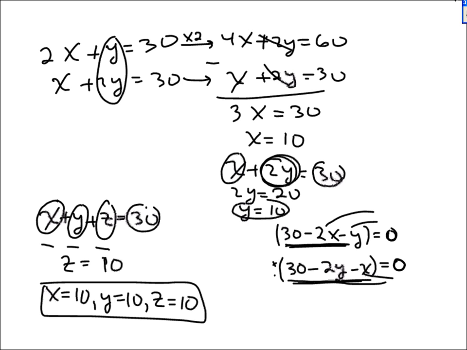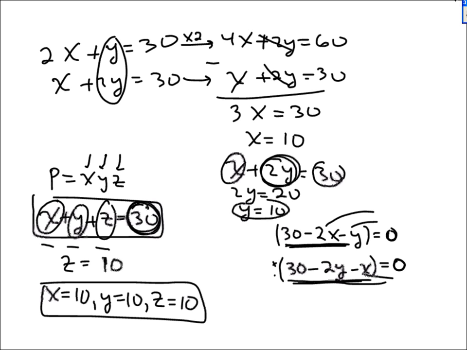You have the sum, and you want to maximize the product xyz. Just divide by 3. Let each of these be 10. 10 times 10 is 100, times 10 is 1,000. That is the max product.